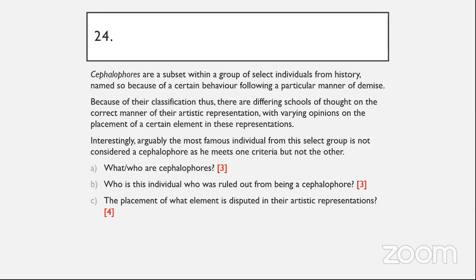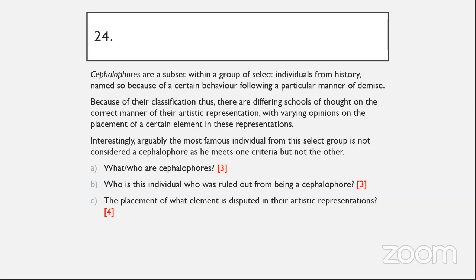We'll go for a guess. That's the same thing. We'll also say it's saints who have been beheaded. So that is why they are carrying their heads. Okay. That's for the first part. Okay. Who is the individual who was ruled out from being a cephalophore? That I'm not sure, but the placement of what element is basically the head. Okay. So the head is either in the hand or some. It's normally in their hands or on the shoulder. Okay. Got it. Okay. Team 1.